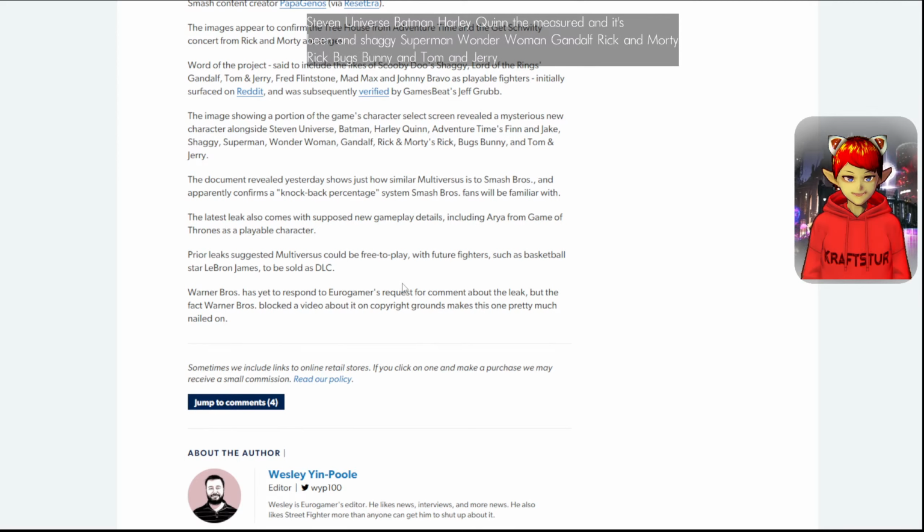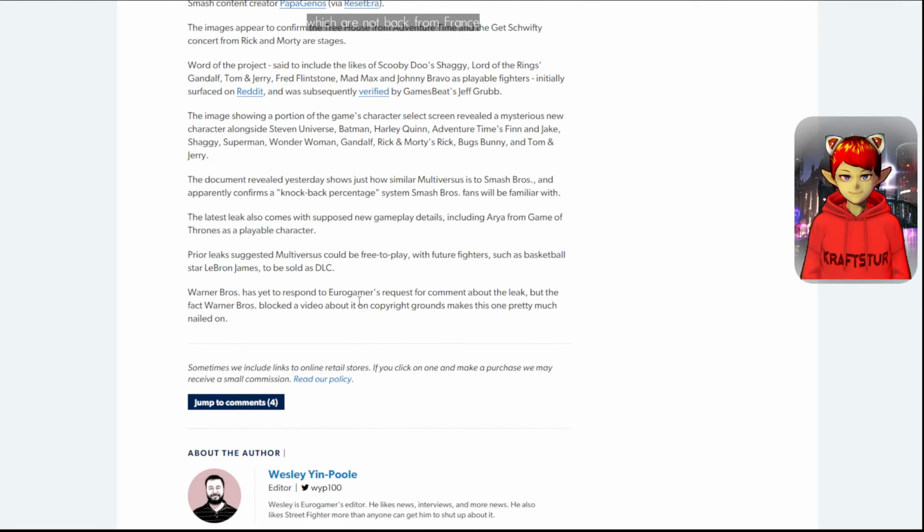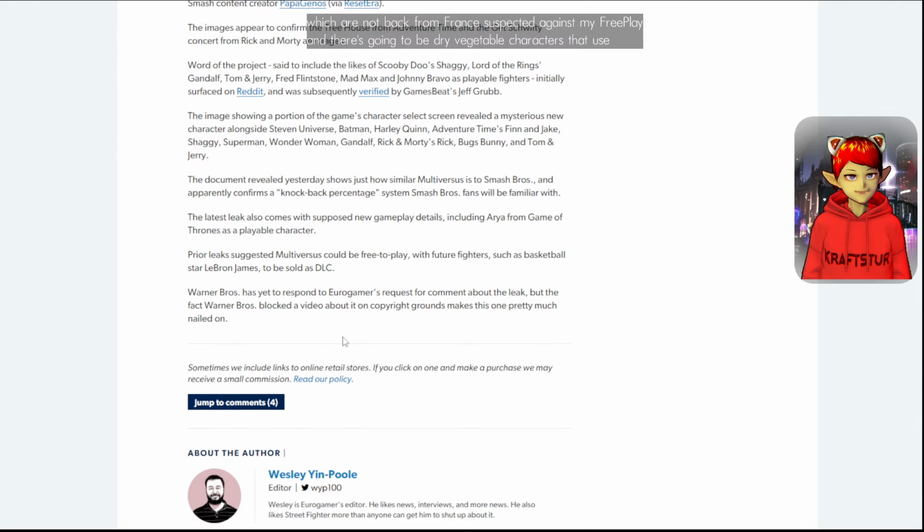So there's a lot of stuff in that. Apparently it's going to feature a similar system to Smash Bros., with the knockback percentage kind of thing that Smash Bros. has. But apparently there's also going to be Arya from Game of Thrones, and they suspect that the game's going to be free to play and that there's going to be DLC in the form of purchasable characters that you can play. I mean, it's a thing, right? I'm not surprised.